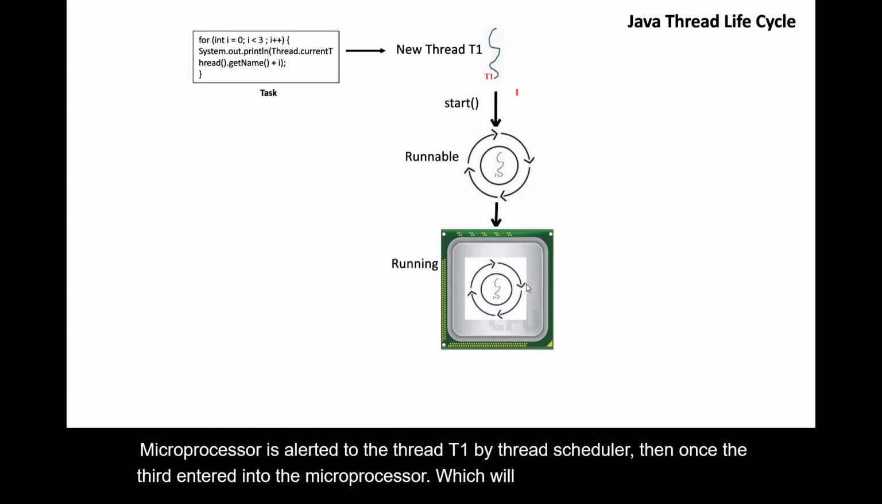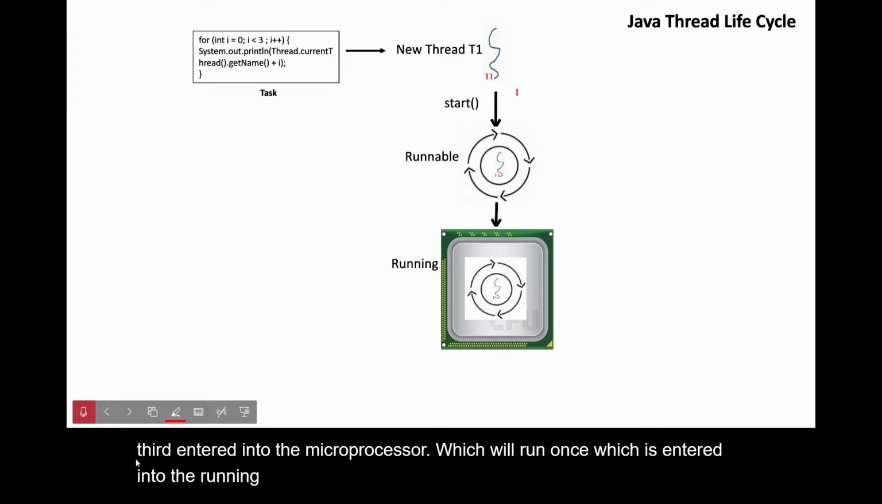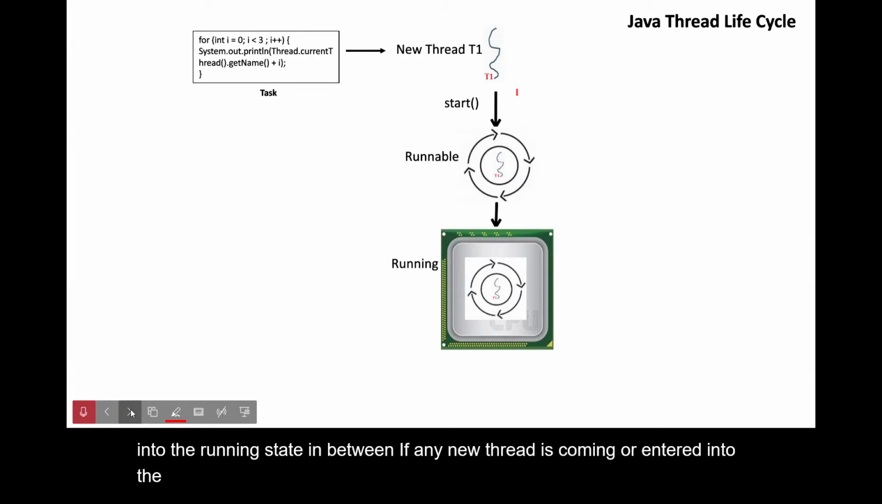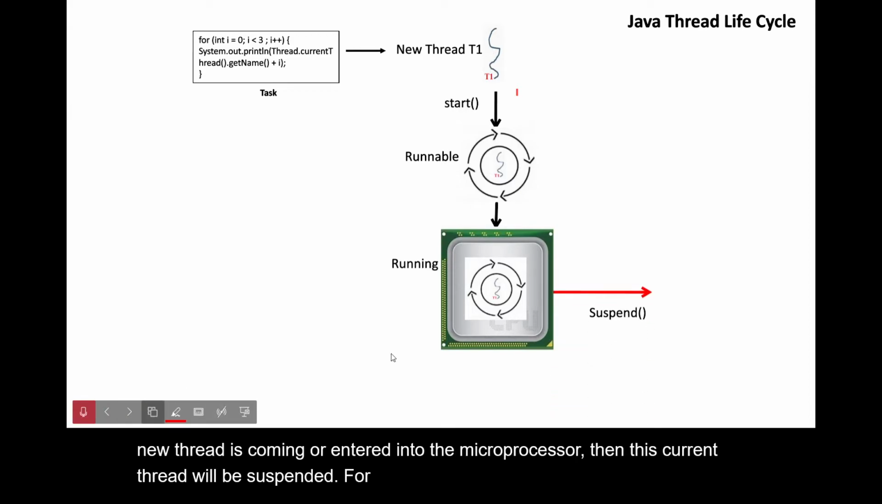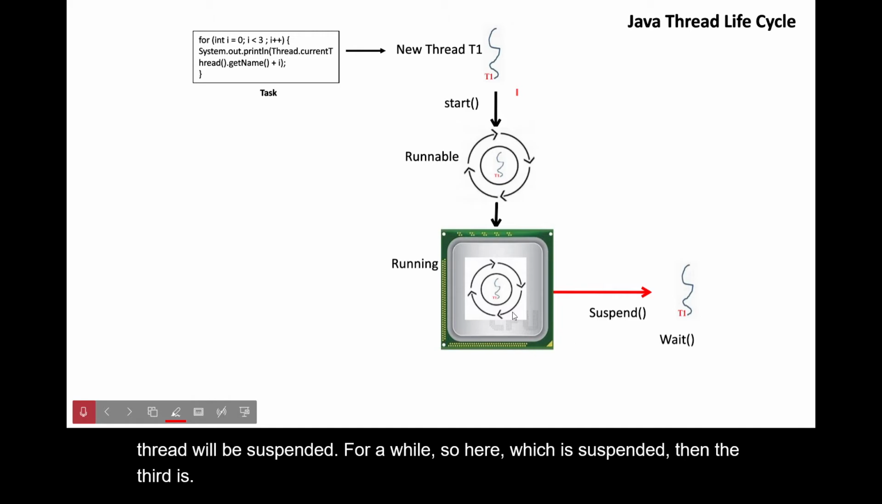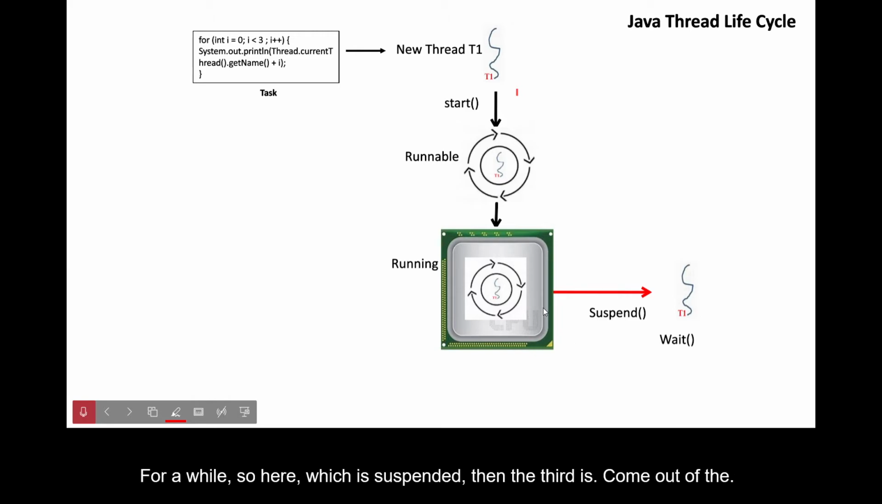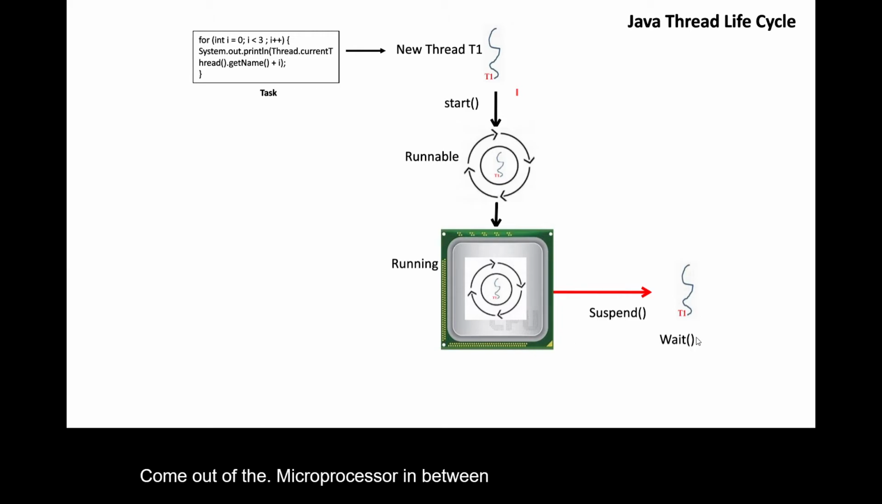Once it has entered the running state, in between, if any new thread comes or enters the microprocessor, then this current thread will be suspended for a while. So here it is suspended, and the thread comes out of the microprocessor. In between, its process is still to be done.